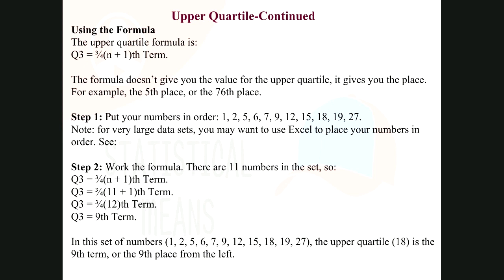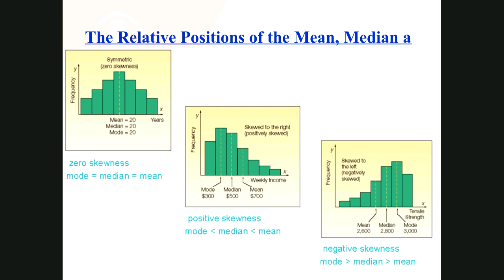For very large sets, you may want to use Excel to place your numbers in order. Step 2, you work the formula. There are 11 numbers in the set, so Q3 equals 3/4 times (n plus 1) term. It becomes Q3 equals 3/4 times 11, that's the number of numbers, plus 1, which is the 10th term.